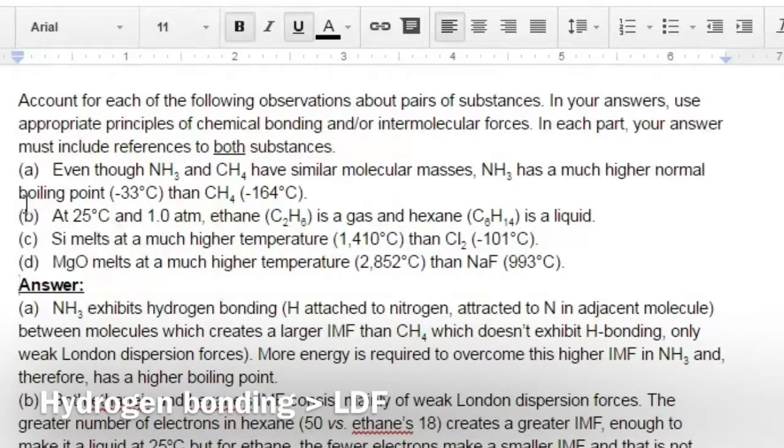So ammonia and methane have similar molecular masses, but ammonia has a higher boiling point, and this is because ammonia has hydrogen bonding, and this creates a larger and stronger IMF than methane, because methane just has London dispersion, and that's a weaker IMF than hydrogen bonding.